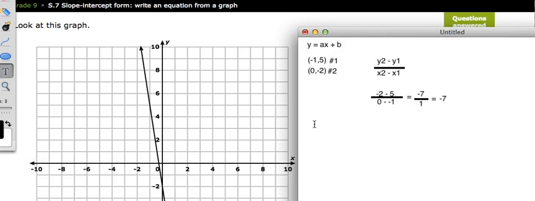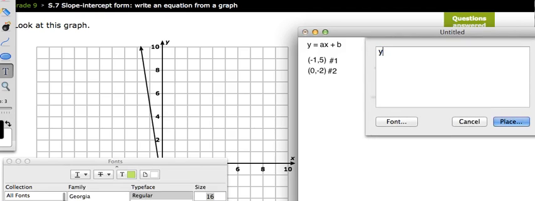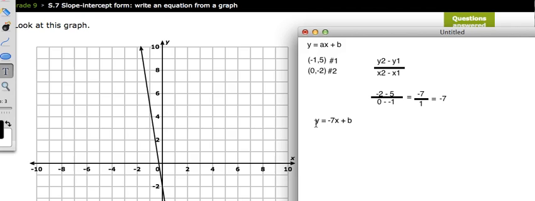So now I know that the final equation is going to look something like this: y equals -7x plus b. I went from knowing that it was y equals ax plus b to now knowing it's y equals -7x plus b. I've just replaced the a with -7 because I figured out that's what the slope was. Now all that's missing to be able to write the equation for this graph is the y-intercept. I got to know what b is.